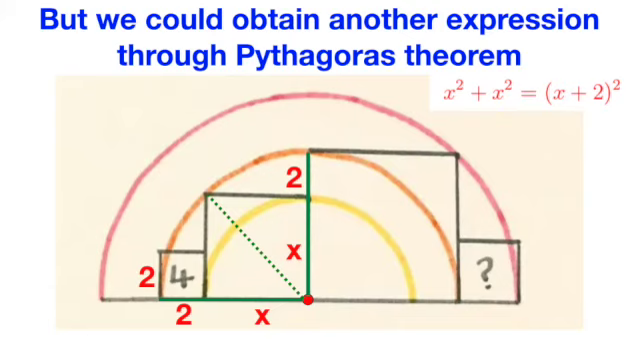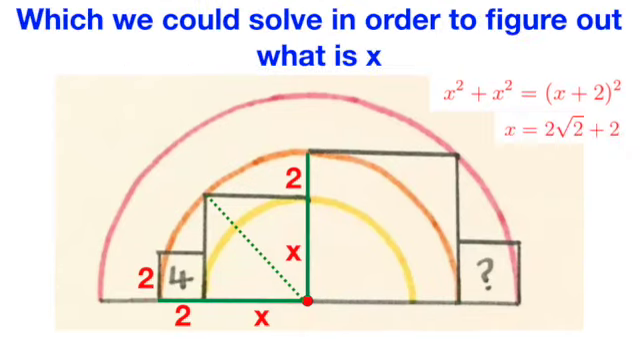If we draw in the diagonal of the square, you will see that it is precisely the radius of the second semicircle. The diagonal of a square is a hypotenuse of the right angle triangle with side length x, so we can conclude that x squared plus x squared equals the diagonal squared, which happens to equal the radius squared, in our case, (x plus 2) squared, through usage of the Pythagoras theorem. We can then solve for x to get x equals 2 plus 2 square root 2.